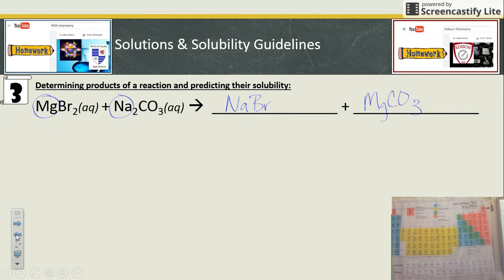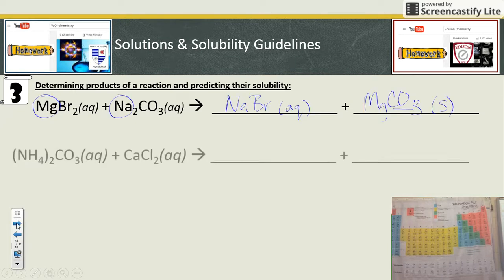So NaBr, Br is a halide, halides are soluble, and NaBr is not an exception, so I would write AQ after this. CO3, carbonate. I'm going to look for carbonates on my table F. Carbonates are insoluble unless the first element's from group 1 or NH4. Well, Mg is from group 2, so that's not an exception. This is insoluble, so I put the parentheses S for solid afterwards.